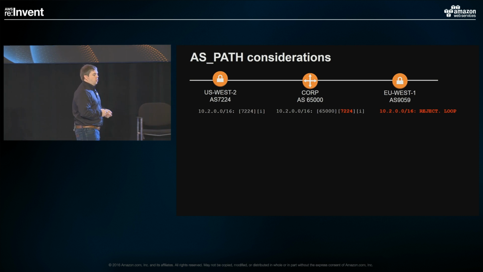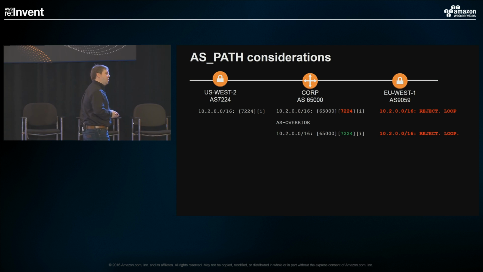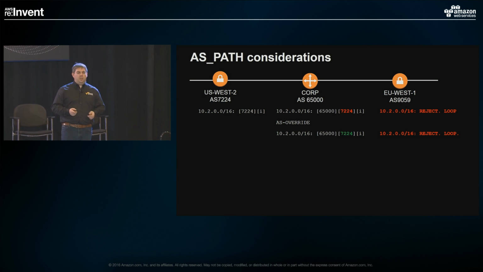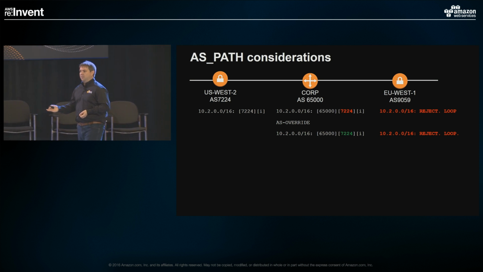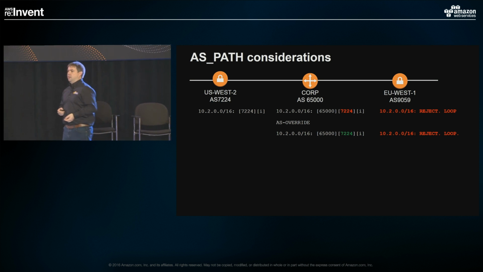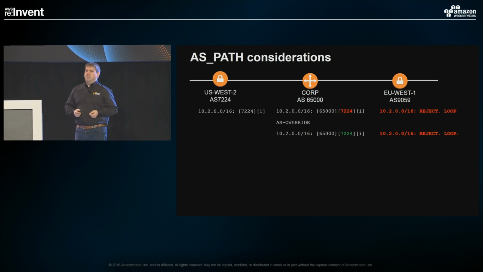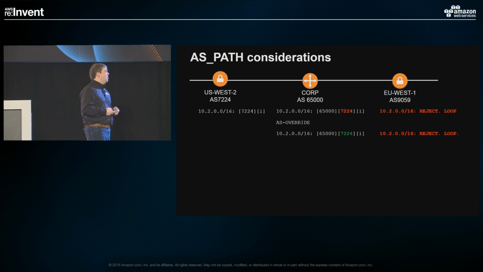So what do we do in this particular situation? Well, you could try and apply AS override like we did before. But you can see here in the example, it actually won't do anything because the peering session is with 9059. That's not the same as 7224, so AS override does not apply. So it's still rejected. Now, there's a few variations of how you can deal with this situation. This is BGP engineering that you can do.